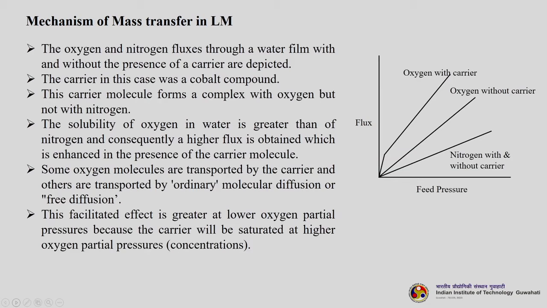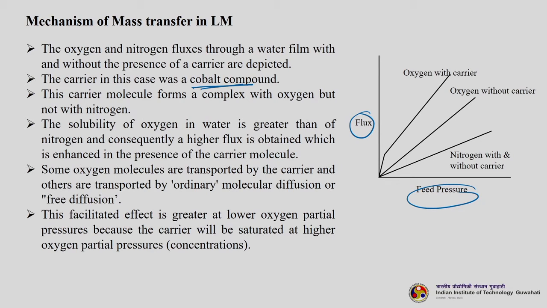So, let us understand the transport of oxygen and nitrogen. The oxygen and nitrogen fluxes through a water film, with and without the presence of a carrier, are depicted. This is a flux versus feed pressure plot. The carrier in this case is a cobalt compound. This carrier molecule forms a complex with oxygen, but not with nitrogen. So, this is an oxygen specific carrier. It will form a cobalt oxygen complex with oxygen, but it will not react with nitrogen. The solubility of oxygen in water is always greater than that of nitrogen, and consequently a higher flux is obtained, which is enhanced in the presence of a carrier molecule. So, already the solubility of oxygen is higher in water than that of nitrogen.